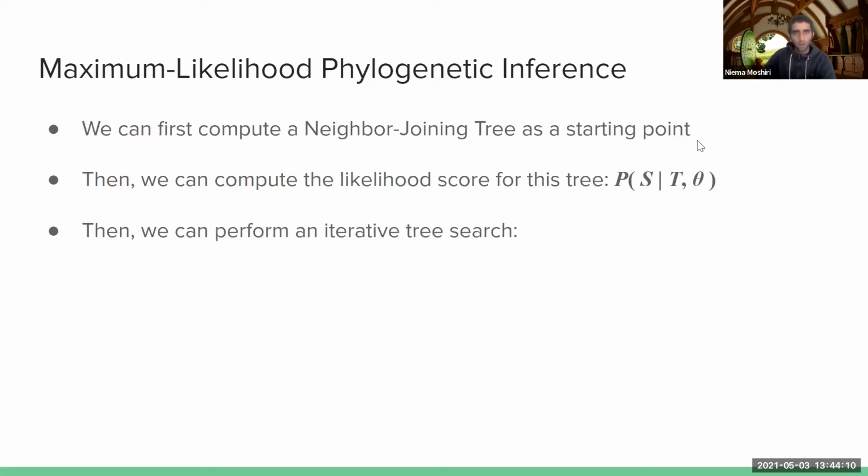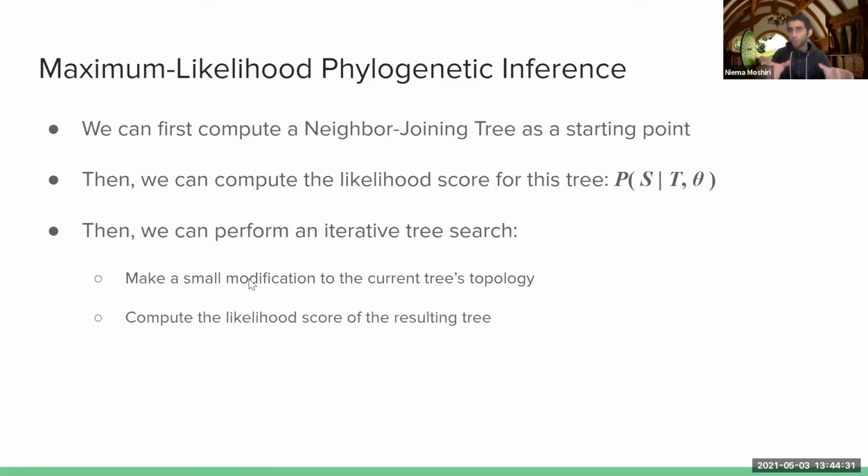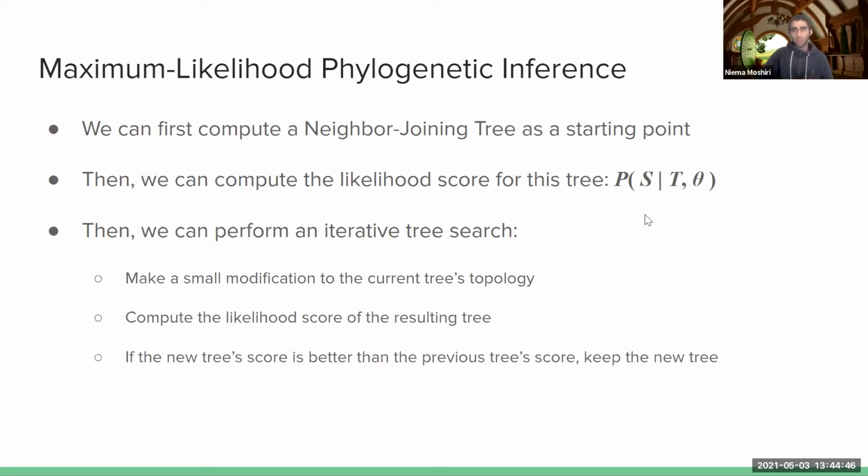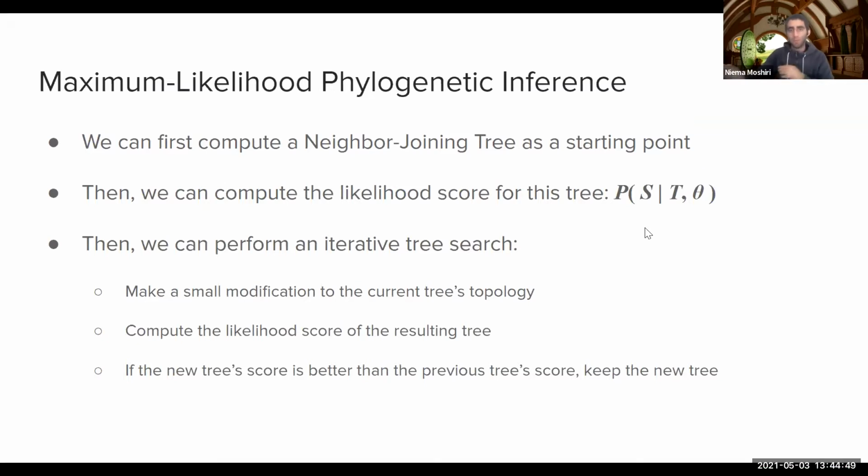Okay, so now I have a quick and dirty tree and I have its likelihood score. What do I do now? Well, I can do what's called a tree search. I can make some small modification to the current tree. So maybe I just pick this branch, rip it off, and shove it somewhere else in the tree. Then for this new tree, after that small modification, I can compute the score using the exact same algorithm. And then I can make a decision. If this new tree has a better score than the previous tree, I'm going to keep the new tree.